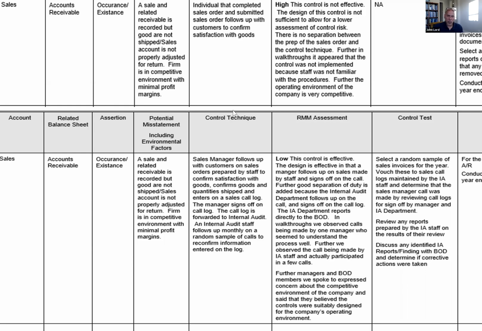Separation of duties. I did a walkthrough. The person seemed to understand what they were doing. I followed up with the sales manager. They seemed to know what they were doing when they did the calls. I participated in calls with the internal auditors because internal auditors sometimes can help you in that way. They're brethren auditors, and you may be able to work with them in certain situations to get some additional belief about the operating effectiveness of the controls.